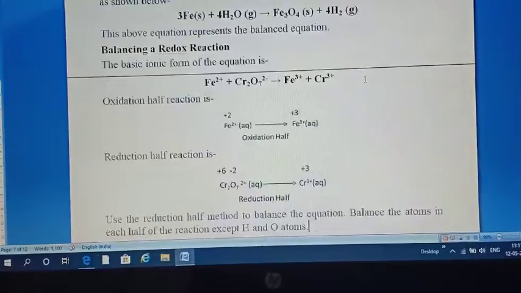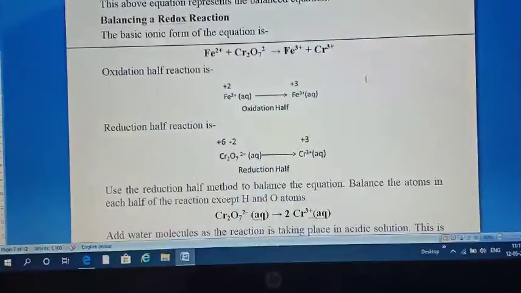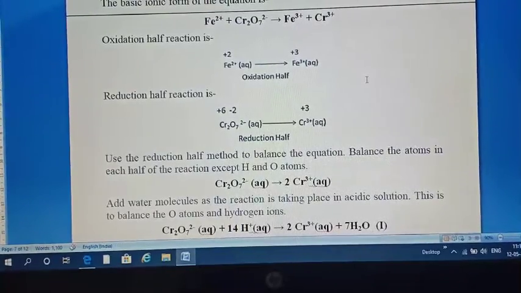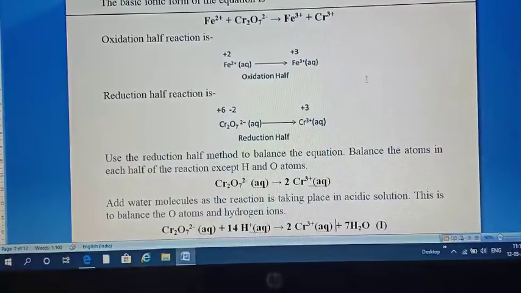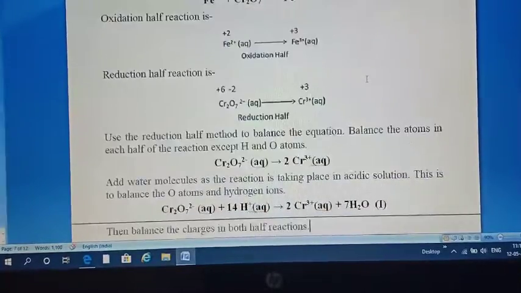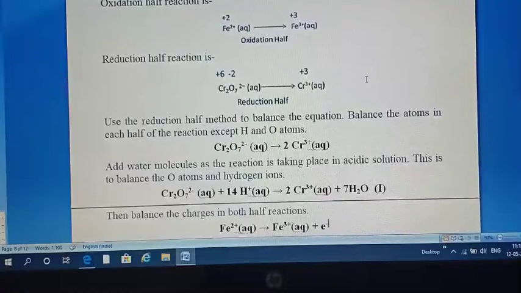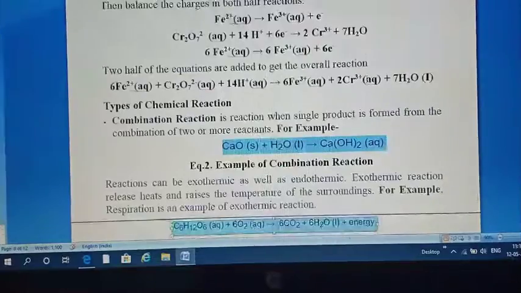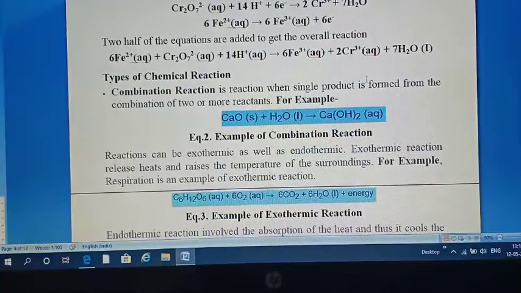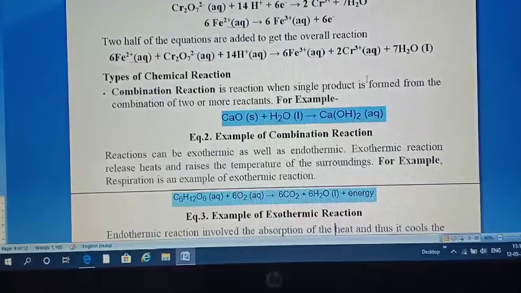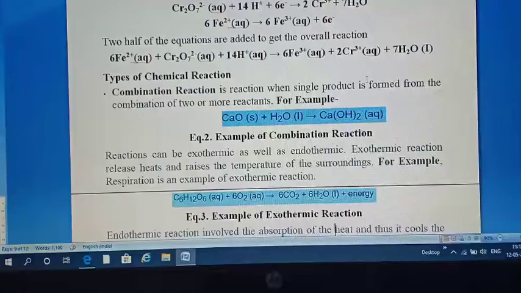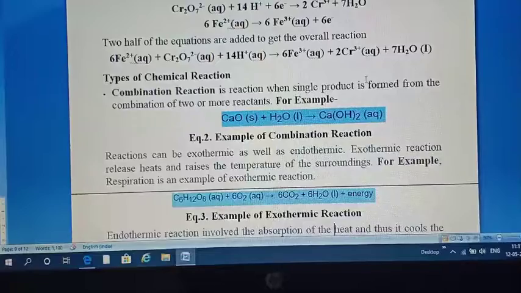Now, balancing a redox reaction. What is an oxidation reaction? Oxidation reaction means the adding of oxygen during the reaction or the removing of hydrogen. And the reduction reaction means the adding of hydrogen and the removing of oxygen. A chemical reaction in which both processes occur, the oxidation as well as the reduction, we consider as a redox process.